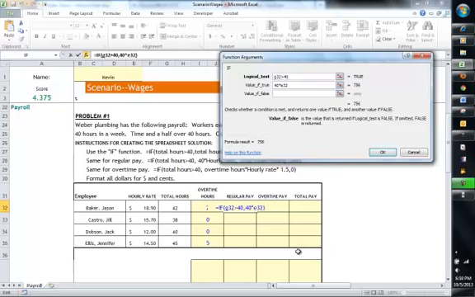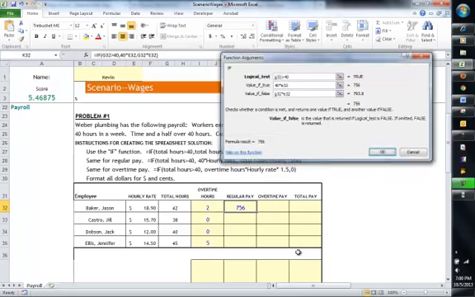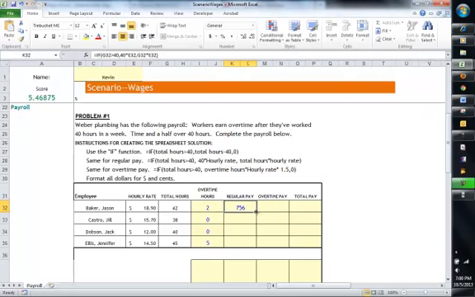If it's false, we're going to take just the G32 times E32. So $756. And if we pull it down, you'll see how much people get paid.